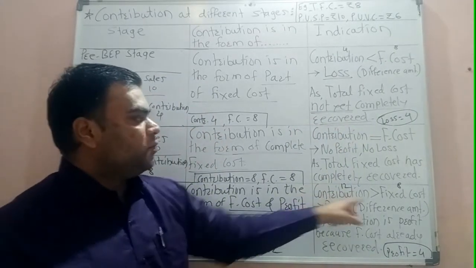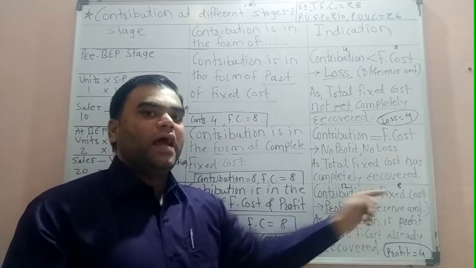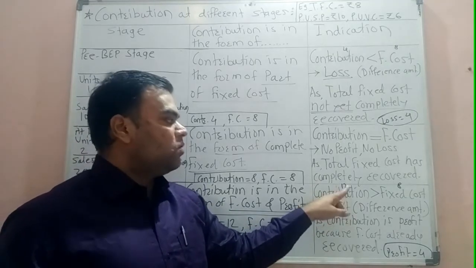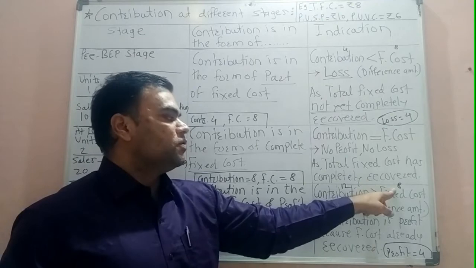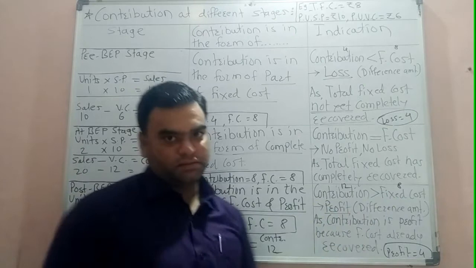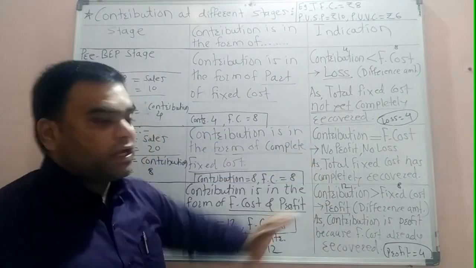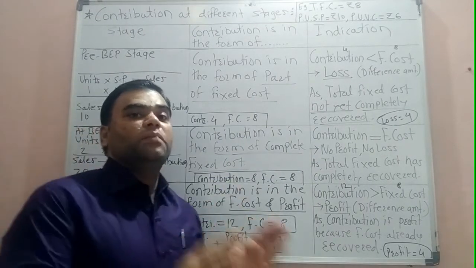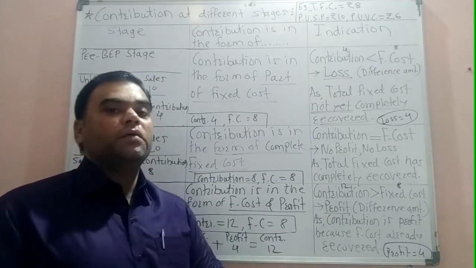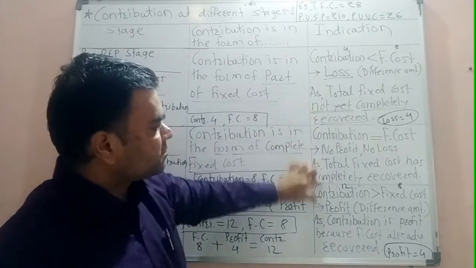Then if our contribution is greater than fixed cost, it means we have recovered fixed cost completely and we are now earning profit. So of the total contribution of rupees 12, 8 is utilized to recover our total fixed cost and the remaining rupees 4 is our profit. By using these 3 equations, we can understand at which stage our company is now, whether the company is earning profit, suffering loss, or having no profit or no loss. How can we realize it? By using these 3 equations.